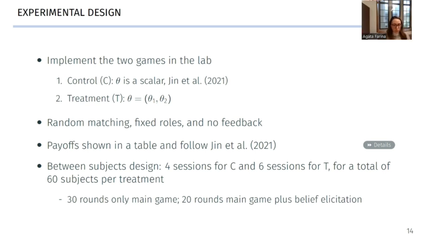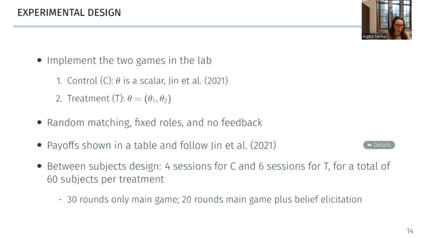Players play in fixed roles, we randomly rematch them, and we provide no feedback. The reason why we provide no feedback is because the fixed role and no feedback treatment in Jean-Luc and Martin is the one in which failures of unraveling are more likely to persist. So we really want to understand whether our intervention with the additional information dimension is able to restore, at least partially, disclosure even in this treatment without feedback.